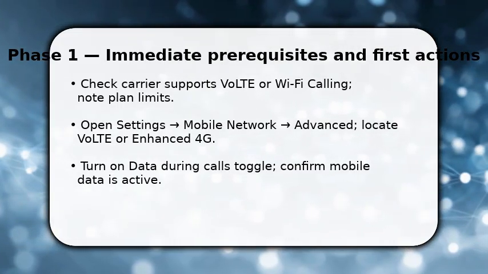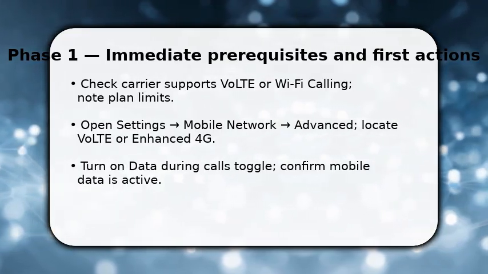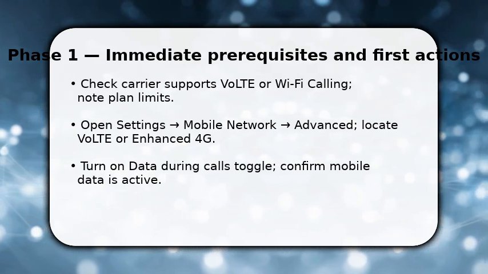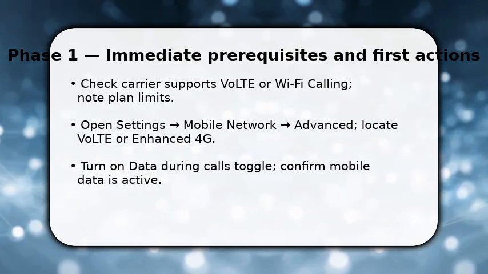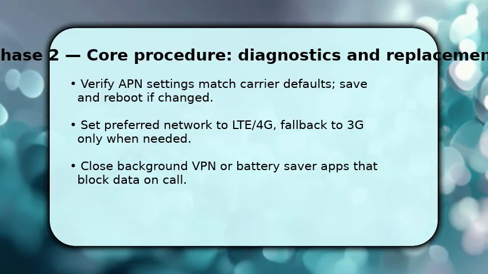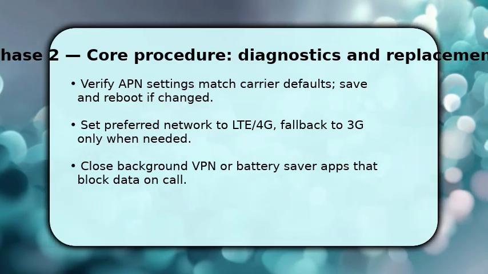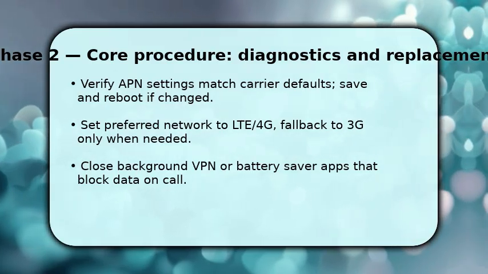You're doing this so voice stays on the native network while data flows. This reduces dropped data during calls and keeps apps alive. Next, you adjust network details that affect simultaneous data. First, check your APN matches carrier defaults. Wrong APN can block data during calls. Edit, save, and reboot if needed.